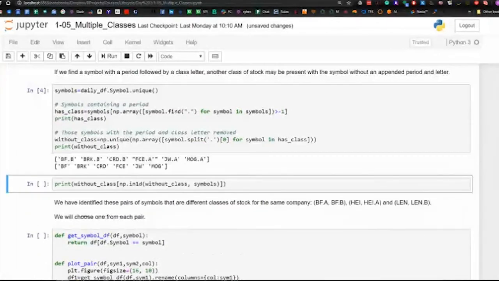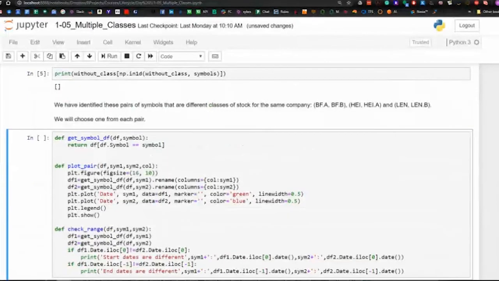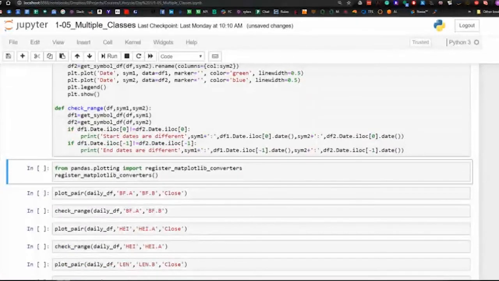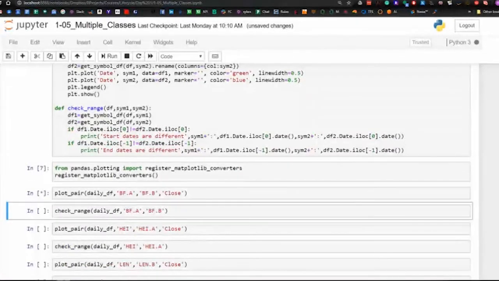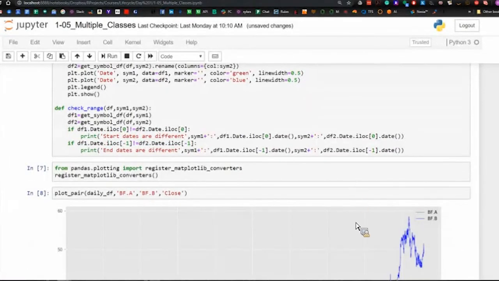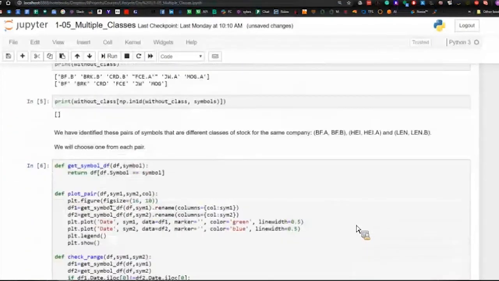So let's just look at these symbols. These are the ones that we've found that have the class symbols on them, or without the class. Basically we're looking for a period in the symbols. So we'll examine the same ones again. Now let's just see what happens here.